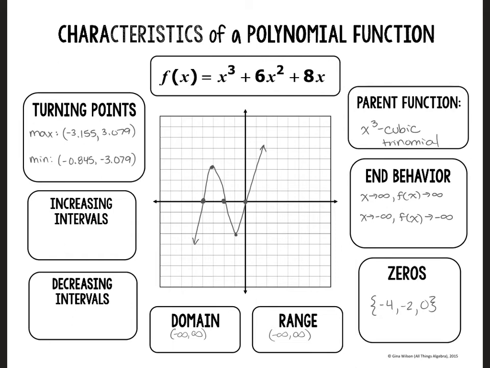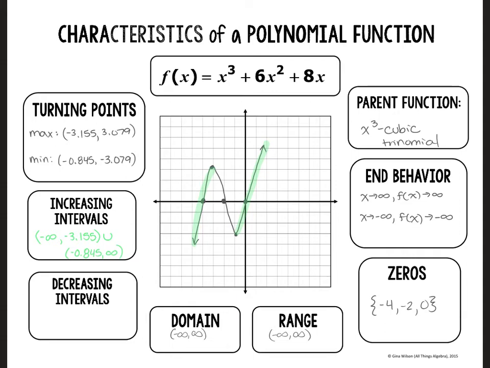Based on these turning points, you will identify your increasing and decreasing intervals. So the function is increasing, and let me get a highlighter here. Your function is increasing here and here. So we need to identify those intervals. So it is increasing from negative infinity all the way until that x value of the maximum, so -3.155, union, and then it increases again, starting at the x value of your minimum, so -0.845, all the way to infinity.